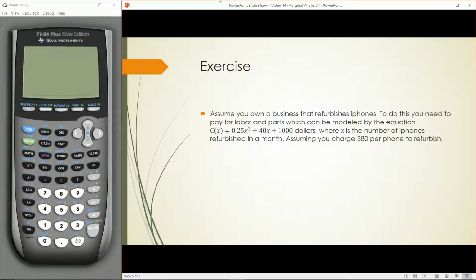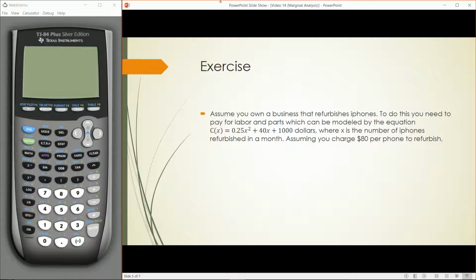So from here, you can see that it costs approximately $40 per item, probably in parts and a little bit of labor. The 0.25x squared is probably also dealing with labor, considering you probably don't have many employees. So for each additional one, it's more of a toll. Fixing one phone by yourself isn't too bad. Fixing 5 phones by yourself gets a bit more difficult.